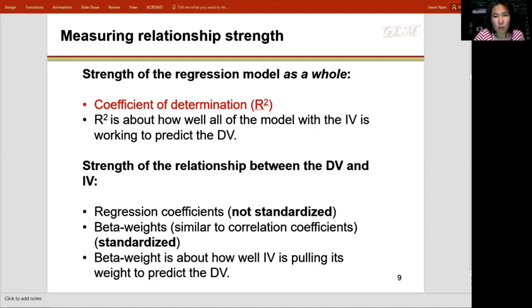It shows the strength of the relationship between the dependent variable and independent variable. The regression coefficient is the unstandardized coefficient, the slope, not standardized, so this is not comparable. The standardized coefficient is called the beta weight. Correlation is also standardized covariance. We learned that covariance can be standardized into correlation. Okay.